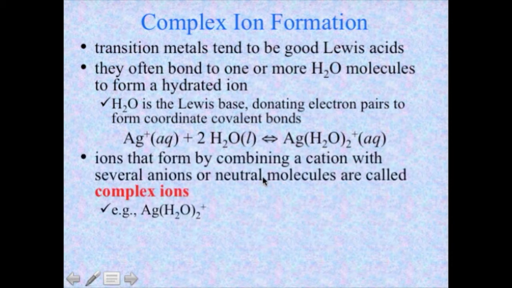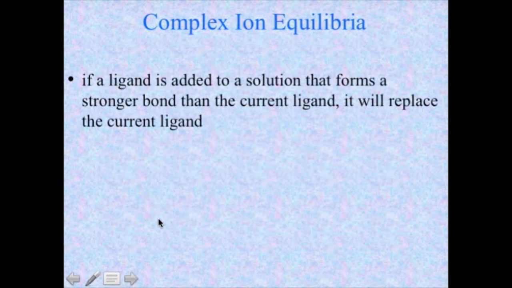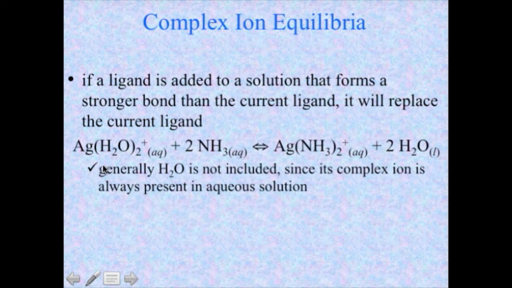Ions that form by combining a cation with several anions or neutral molecules are called complex ions, like, for example, this hydrated silver ion. The attached ions or molecules are called ligands. So the water in this case is called a ligand. If a ligand is added to a solution that forms a stronger bond than the current ligand, it will replace the current ligand. So if you take hydrated silver and react it with ammonia, the ammonia will form a stronger complex ion and kick off the water molecules and react with the silver cation itself.